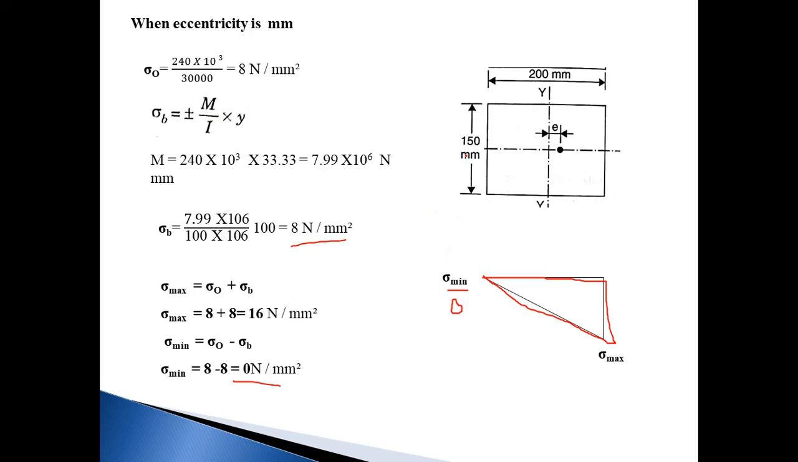So these are the three types of stress distribution diagram. First one is total compression, second one is partial tension, partial compression, and third one is the no tension condition. So this is the solution for the problem.